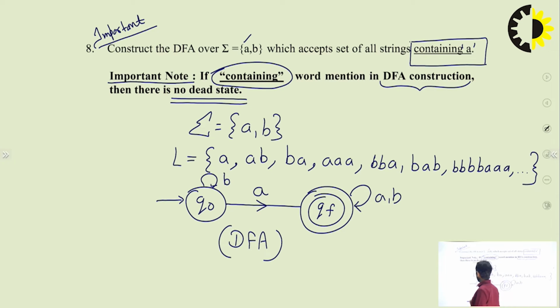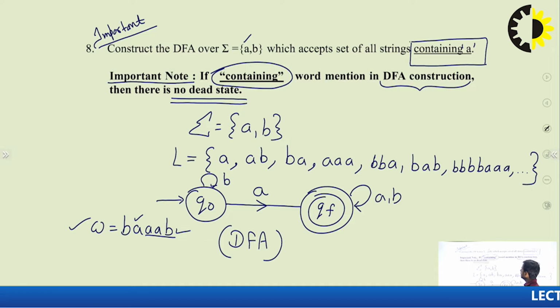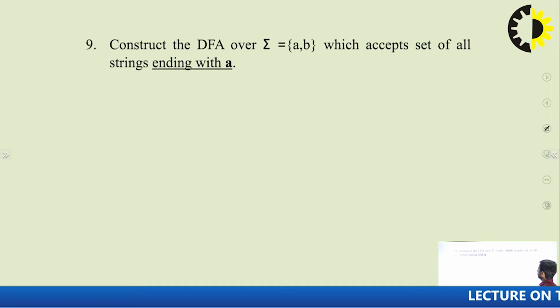Suppose let's take one example. Suppose W is equal to B A B. It will satisfy the language condition because it contains A. So on B it goes to Q node, on A it goes to QF, and on B it remains in QF. So this string will be accepted. Right.